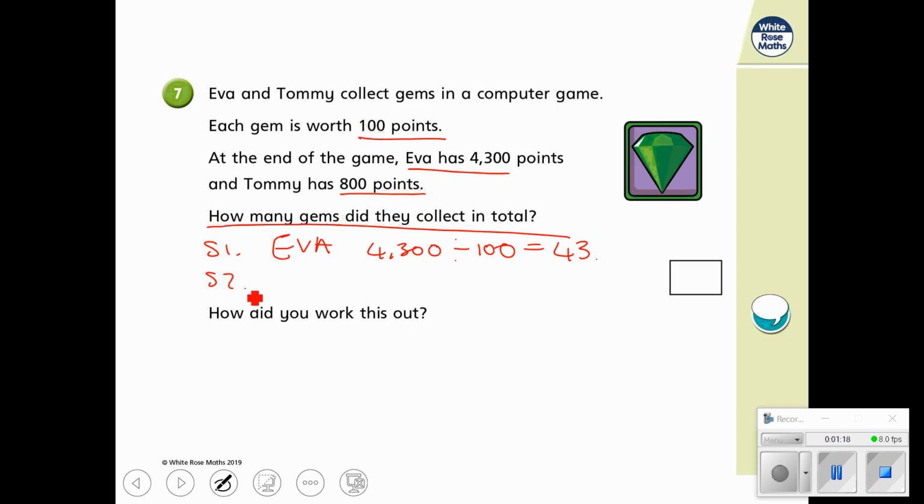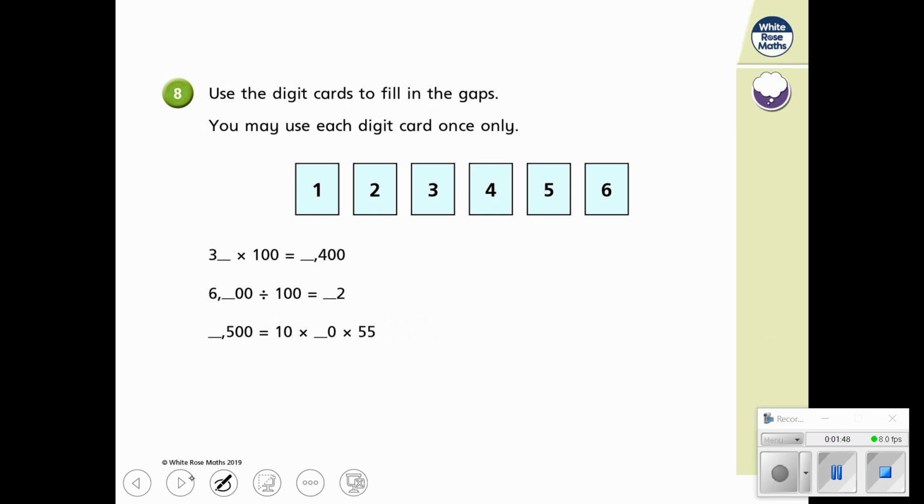Step 2, let's look at Tommy. Tommy, he has 800 points. Divide 800 by 100 tells me that he won 8 gems. Let's go back to the question. How many gems did they collect in total? So to find the total, which is step 3, we have 43 and 8, which means in total they collected 51 gems.